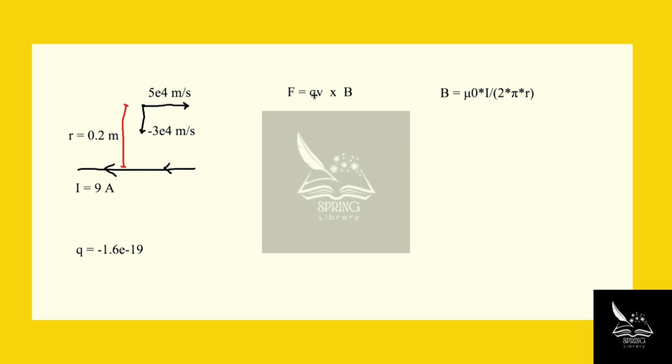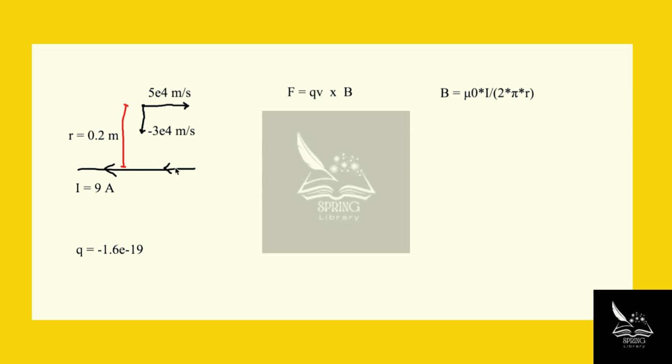Now let's go back to the force. We have the q, the charge of the electron. I've written it down here. That's just a constant that we know. And the velocity, like we've said, is split up into two directions.